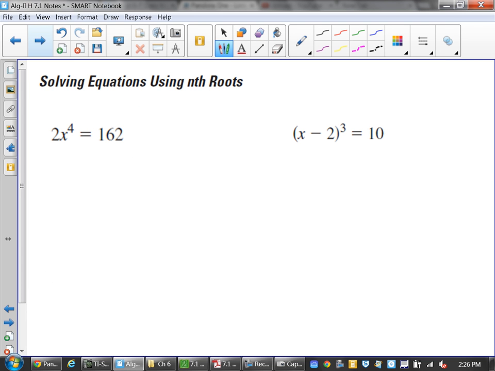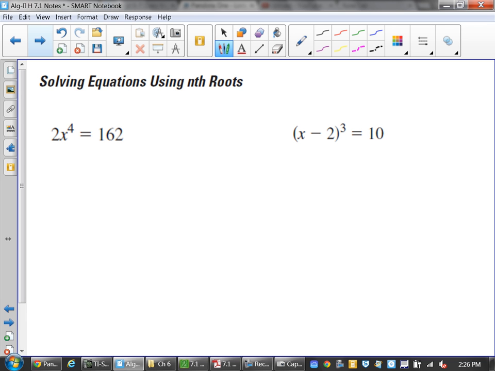For example, solving equations. Solving these radical equations, where we're using nth roots, you're going to figure out they're really quite simple to work with. You've all solved multi-step equations before. What's going to happen here is we're going to start working with the nth roots. So instead of taking the square root, you might take the third root, the fifth root, or the eighth root. So in that first example, 2x to the fourth equals 162.